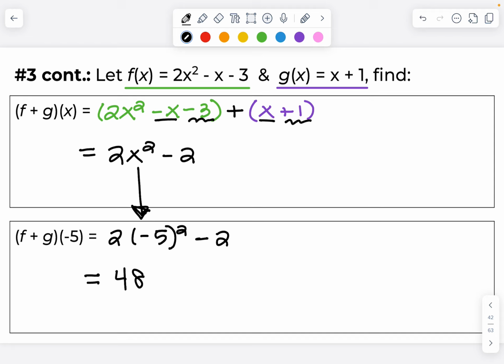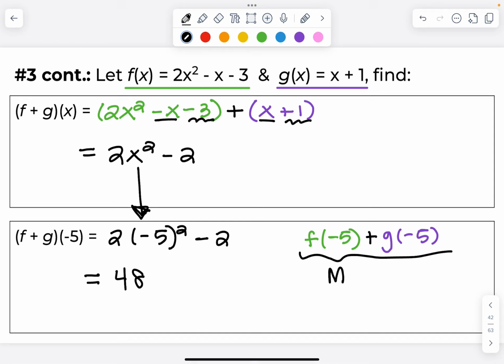When I found f plus g of negative 5, remember, you could have done f of negative 5 and g of negative 5, found each of those individually and added them together, as our method number 2. So again, that option existed if you prefer that. So that is f plus g of x and f plus g of negative 5. Go ahead and do subtraction now if you guys haven't already.